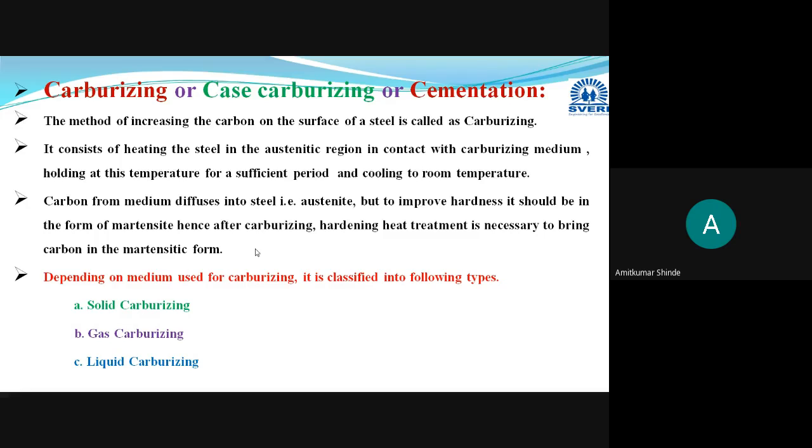Carbon from that medium will get diffused into the austenite phase, and after cooling, the hardening will occur in such a way that the austenite will get transformed to martensite, and it will result in improved hardness of the surface. In this way, this carburizing process, or case carburizing or cementation process, will occur.